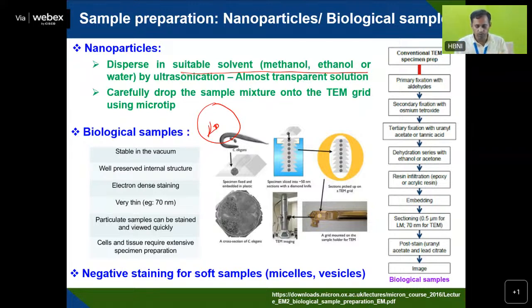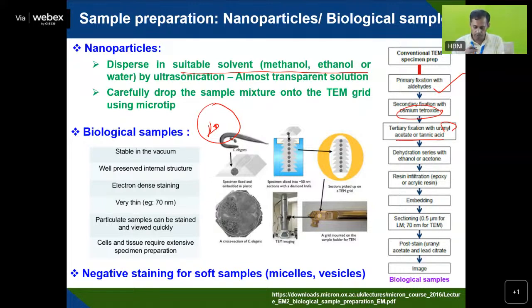For biological samples, you have to prepare with different staining, like a conventional sample preparation. Since it is an organic or biological sample, you have to stain it with aldehyde fixation. Then you have to use a high-Z material like osmium tetroxide, uranyl acetate, tannic acid, or even lead acetate. These are high-Z materials, and the organic component may be burned.